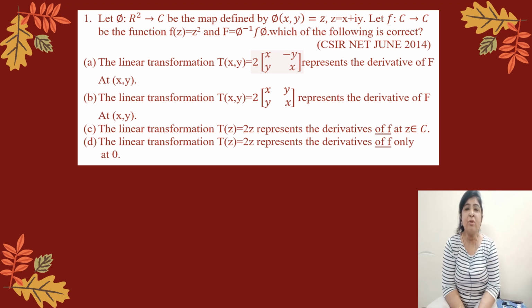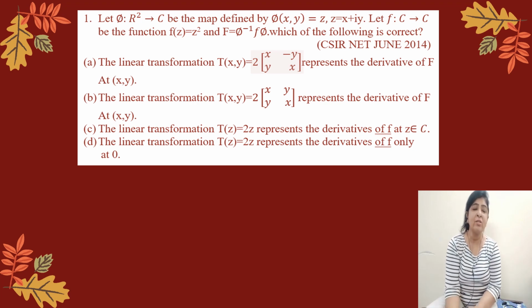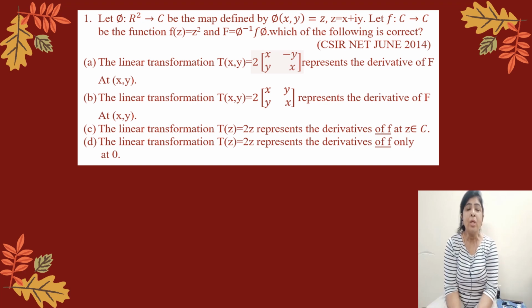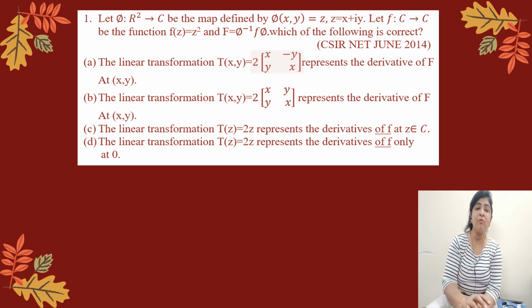Option A: the linear transformation T(x, y) = [2x, -2y; 2y, 2x] represents the derivative of F at (x, y). Option B: the linear transformation T(x, y) given by a different matrix represents the derivative of F at the point (x, y). Option C: the linear transformation T(z) = 2z represents the derivative of f at every z in C. Option D: the linear transformation T(z) = 2z represents the derivative of f only at 0.